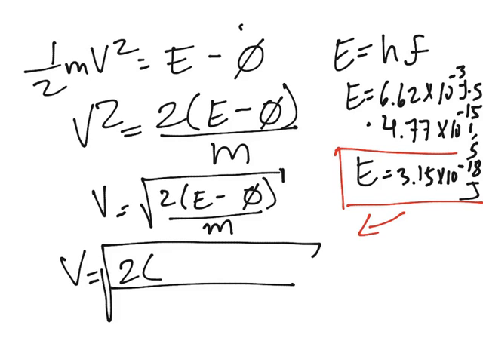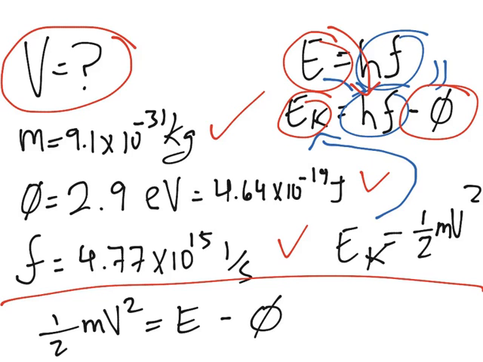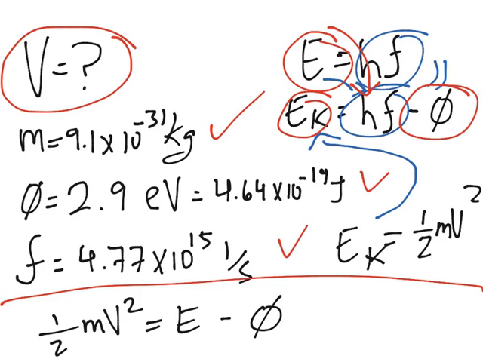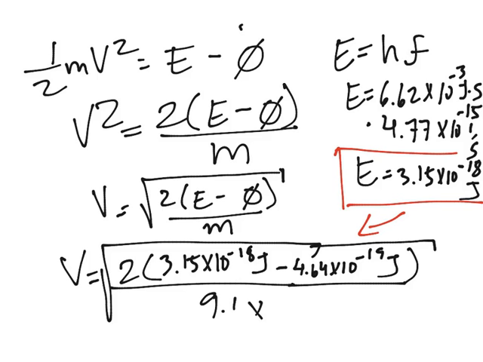So 3.15 times 10 to the negative 18 joule minus the work function, which was 4.64 times 10 to the negative 19 joule, over the mass, which was 9.1 times 10 to the negative 31 kilograms. And that should be equal to velocity, which equals 2.43 times 10 to the 6 meters per second.